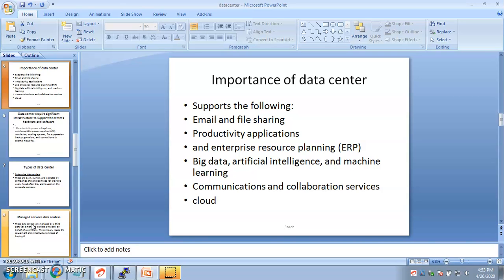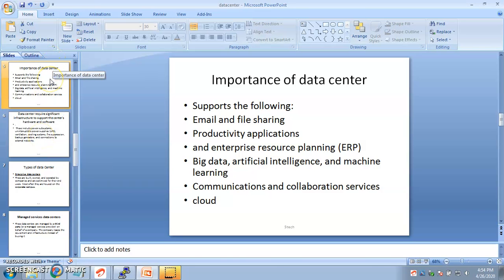See, the importance of data center. Is a data center really important? Yes. It supports the following. You have emails and file sharing. Again, data centers are required to store those emails and file sharing. Productivity applications, ERPs, big data, artificial intelligence, and machine learning. Communication and collaboration services. Most important is cloud that you talk about.